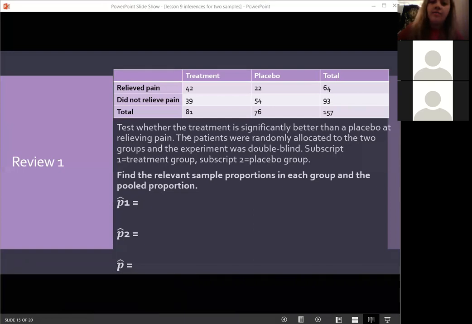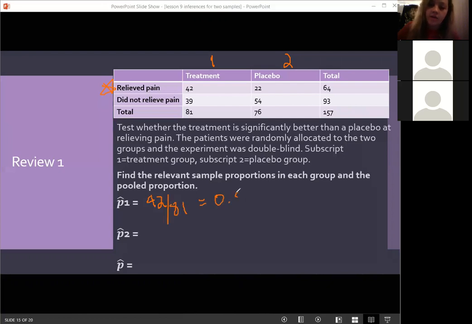Remember, we're talking about our p-hat 1, which is going to be our treatment group, our first group, and then placebo is going to be our subgroup 2. To find the relevant proportion for each group, we're talking about whether it's better at relieving the pain, so we're looking at this first row here. For our P1, we're going to have 42 divided by 81 in order to find that proportion.